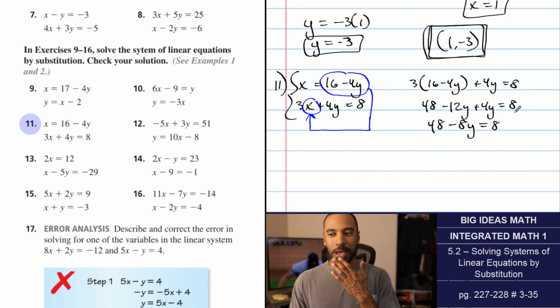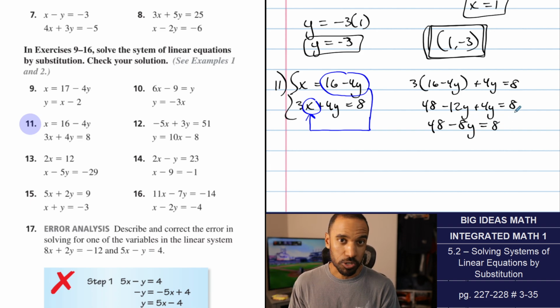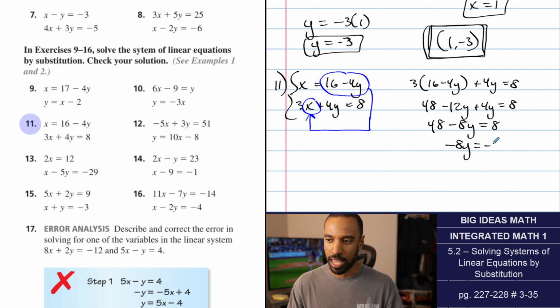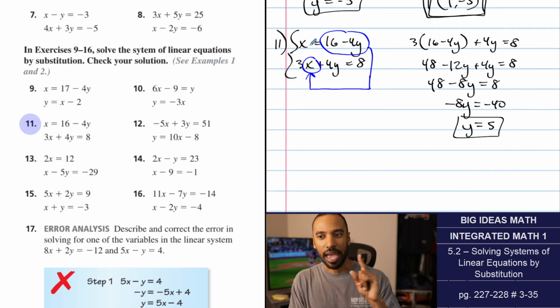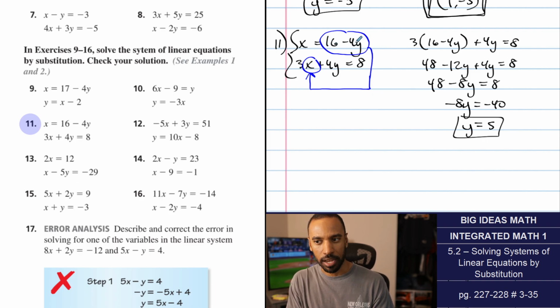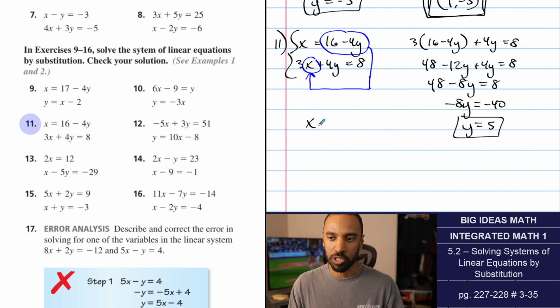And again, my algebra stuff I'm going to do is going to be a lot faster than it used to be, and I hope that's okay. I subtract 48 from both sides if this stays negative, and I divide both sides by negative 8. We'll get y equals 5. Now, I have an x by itself here. I'd recommend substituting the 5 for y in that equation. It's a lot faster. So 16 minus 4 times 5 is 16 minus 20, which is negative 4. So this final ordered pair is negative 4, 5.